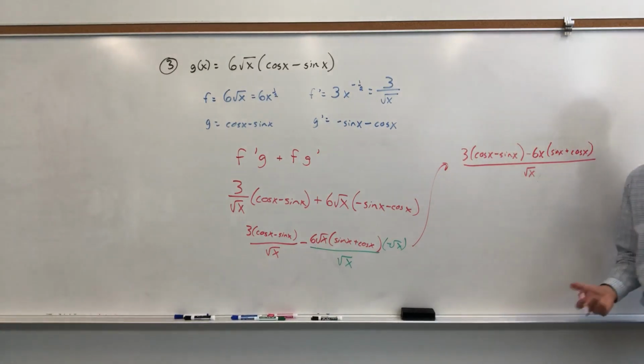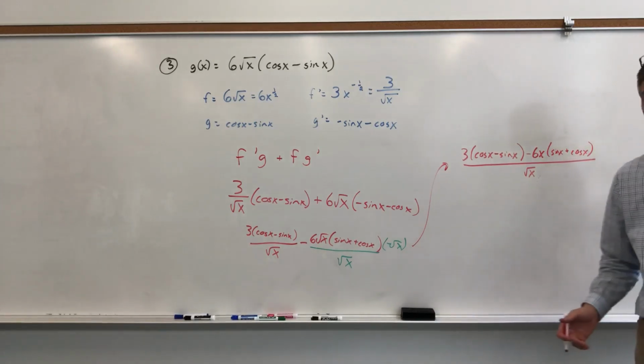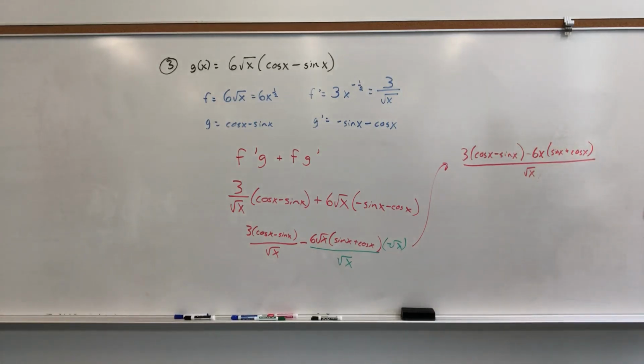And there's more we could do. There are some people who would say, I don't like that. Why don't we get rid of that square root in the denominator and multiply by the square root of x over the square root of x? And that is fine. You could. I'm good with this. We're going to leave it exactly the way it is.